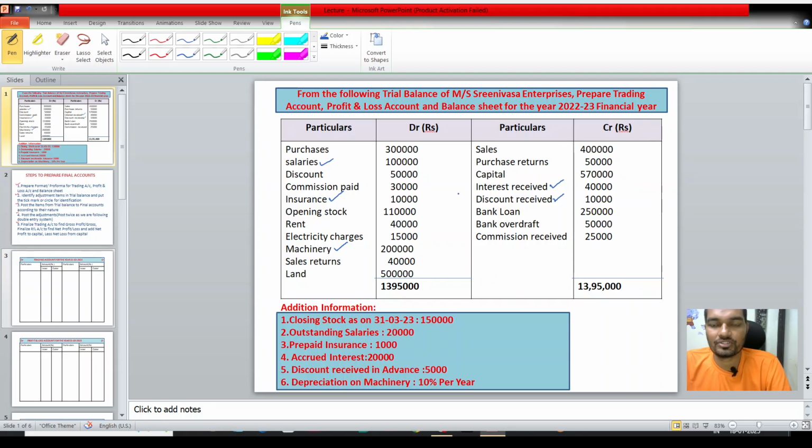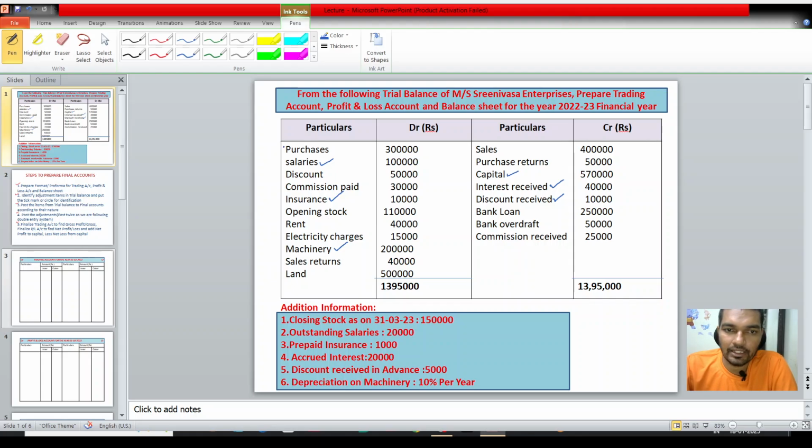In addition to this, we need to post some other items like capital. Always capital we need to show in the inner column to adjust from net profit. If net profit comes, we add it to capital. If net loss comes, we subtract it from capital. So always the capital amount we have to show in the inner column only.